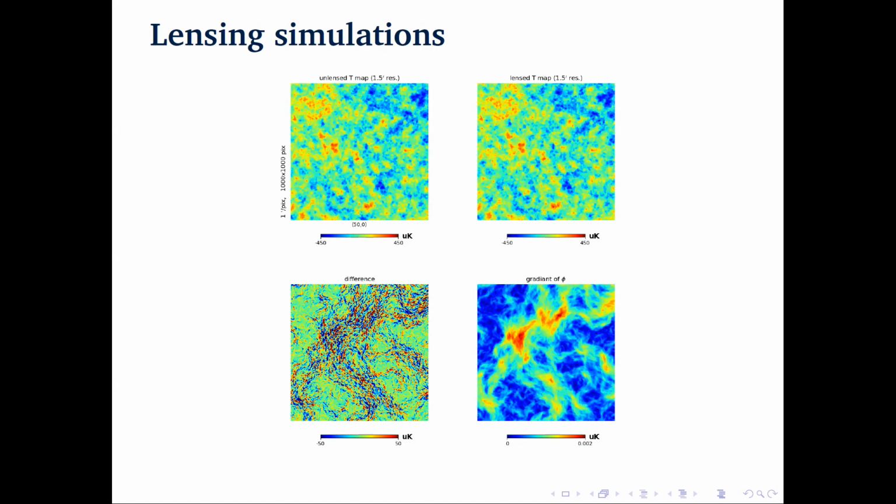So this is a lensed map generated using that. Visually, you cannot see much difference, right? But if you subtract the maps, you get some residuals, which are due to lensing. And this pattern actually has some correlation with the gradient of the lensing potential phi that we use to lens this map. So this is just an interesting thing to see.